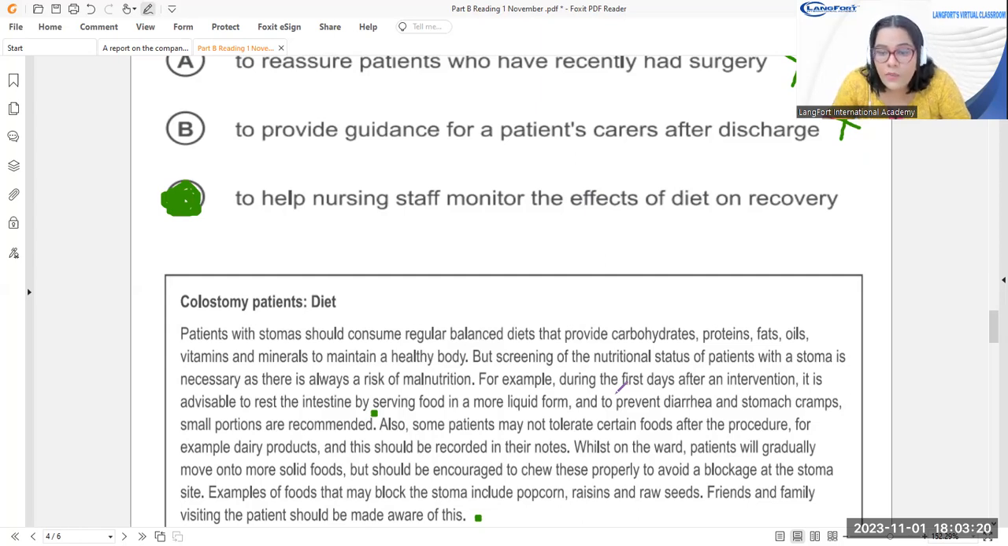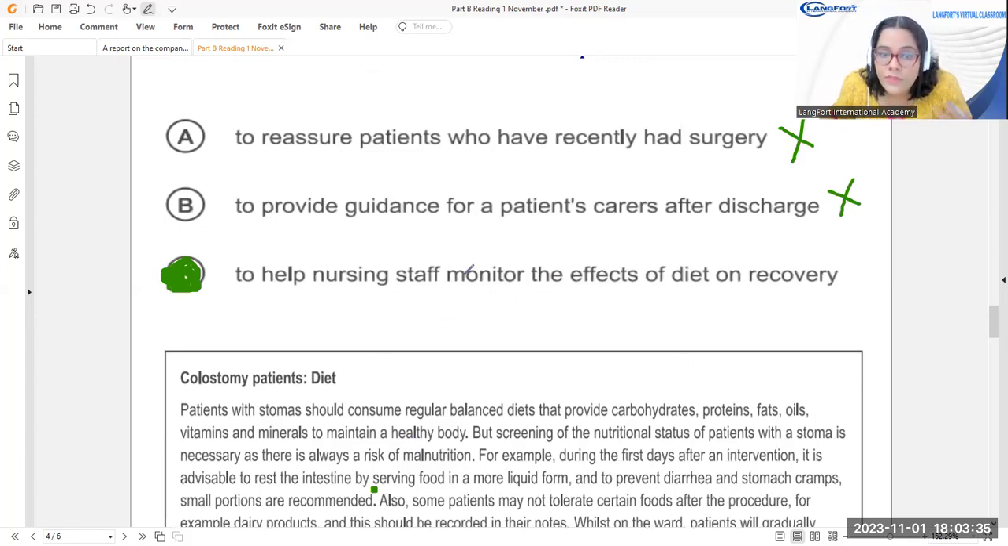Then while the patients are in the ward, they will gradually start moving on to solid foods, and we need to encourage them to chew these properly in order to avoid blockage. They've given the examples, and they've said that we need to make the friends and family aware of this. So that's why this extract is for the nurse or health professional who will be taking care of the patient's diet while the patient is in hospital. So that's why C is the best option.